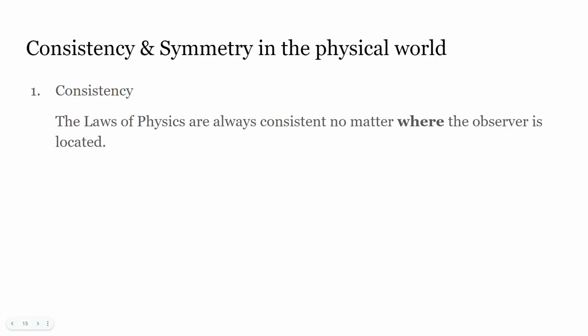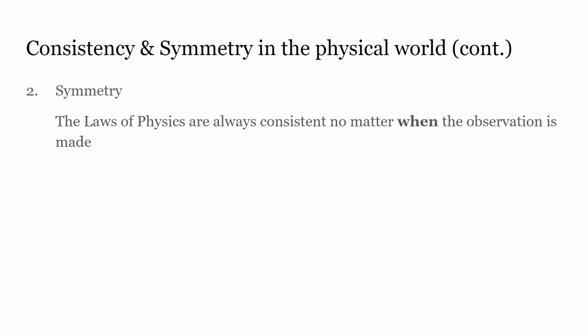And so consistency means the laws are always the same. When you apply force to an object, no matter where you are, whether on Earth or on Mars, it's always going to be the same. When you apply force, it's always going to accelerate an object with mass. So that's consistency. Now symmetry. This one's more interesting. It says the laws of physics are always consistent no matter when the observation is made.